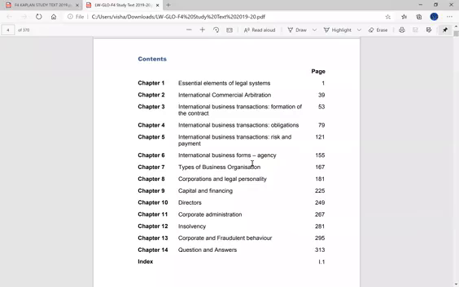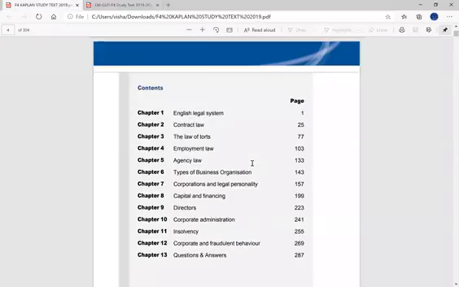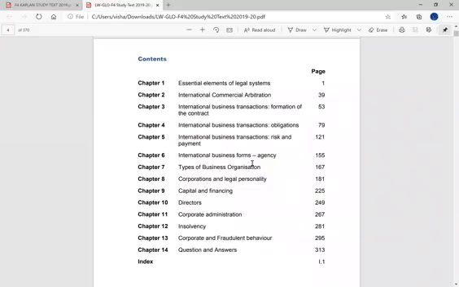The contents list is in front of you. This is for global law, and this is for English law. If you see, there are 12 chapters for English law and 13 chapters for global law, not a very major difference. Since I teach both of them, I know that in most scenarios, English law and global law are very much similar.